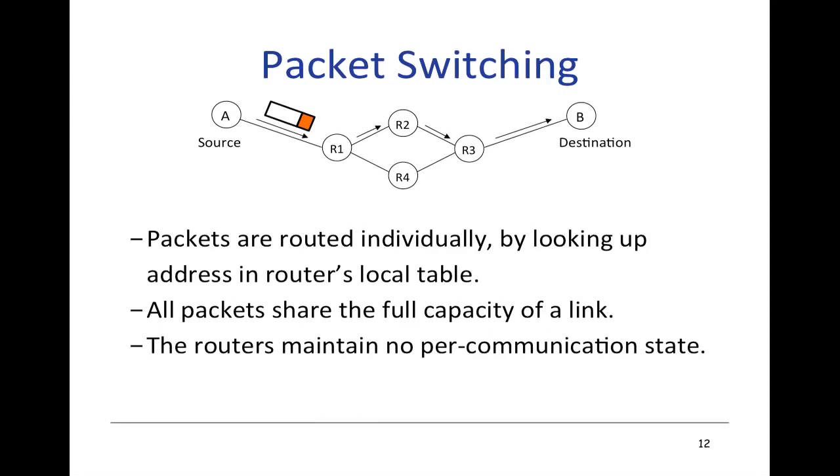So, in summary, packets are routed individually by looking up the address in the router's local forwarding table. All packets share the full capacity of a link. And third, the routers maintain no per communication state. And this is really quite key. In a circuit switch, remember, we need to maintain state associated with every circuit we're maintaining. Here we maintain none. We just maintain the forwarding table, and there's no per communication, no per packet or per flow state associated with that communication.